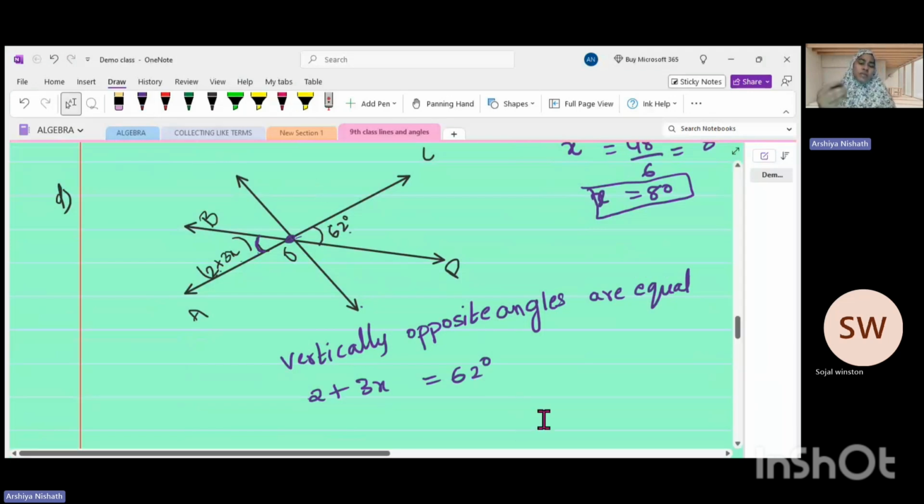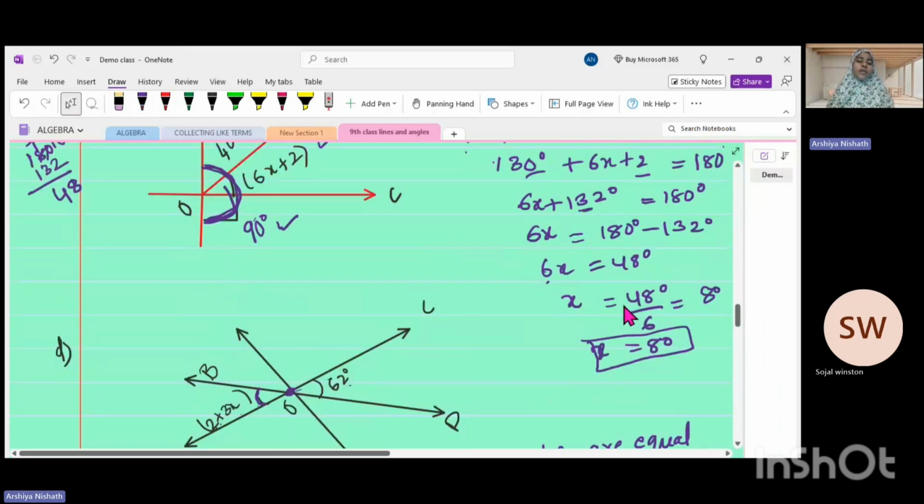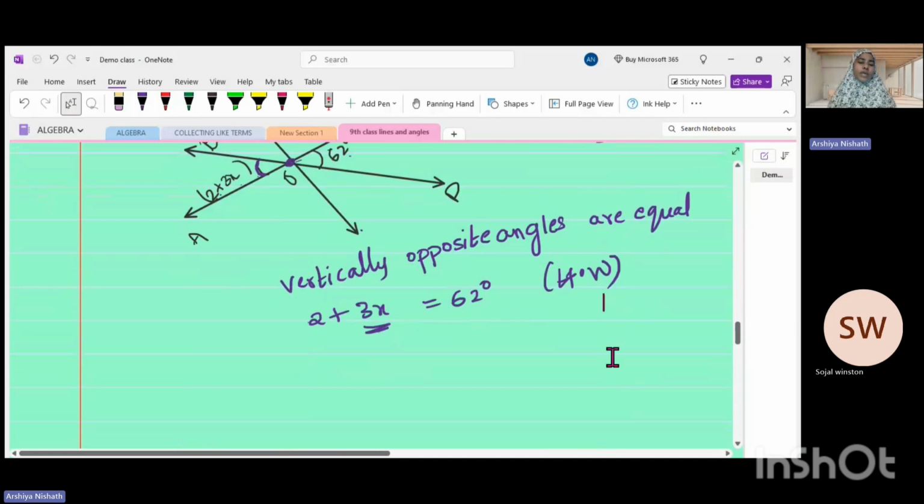Now in this way, similarly to how we did all the problems, here also you find the value of x. So this is your homework. You have to complete this homework. Like how we have understood all the problems, like that only you have to find the unknown value x.